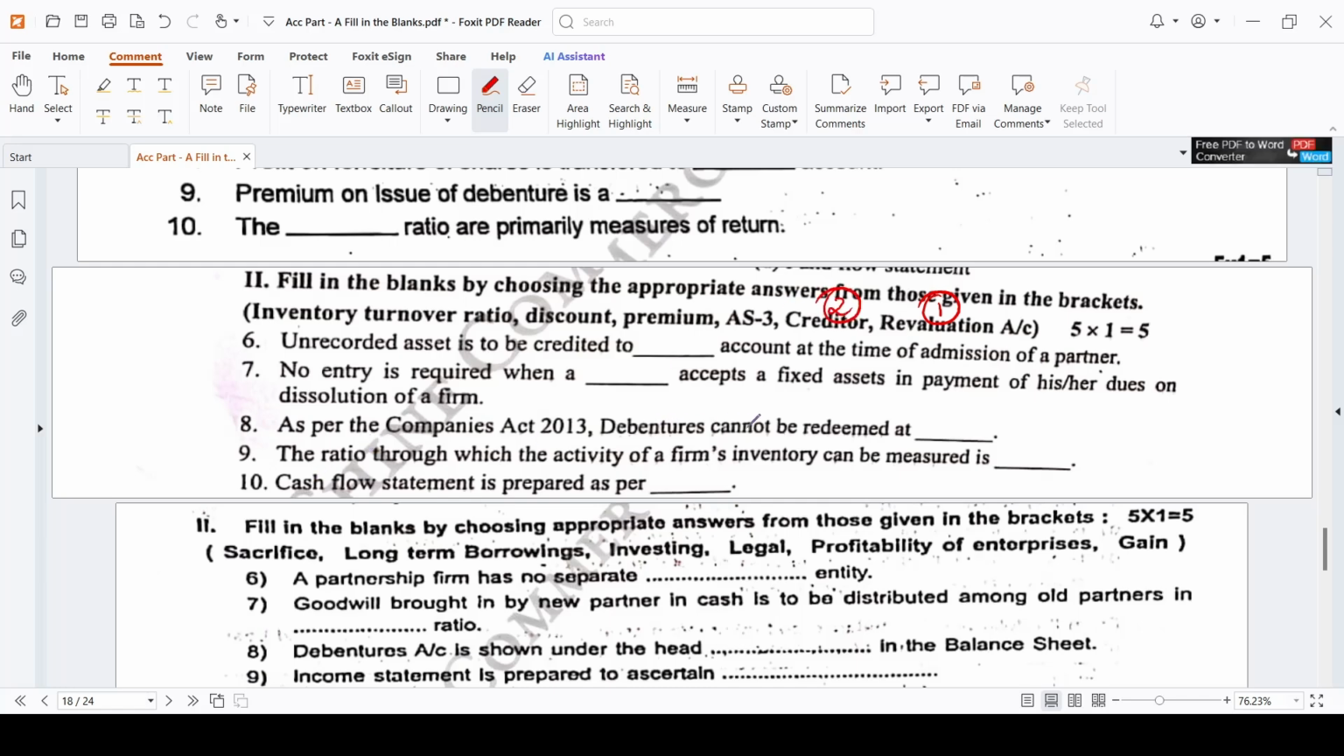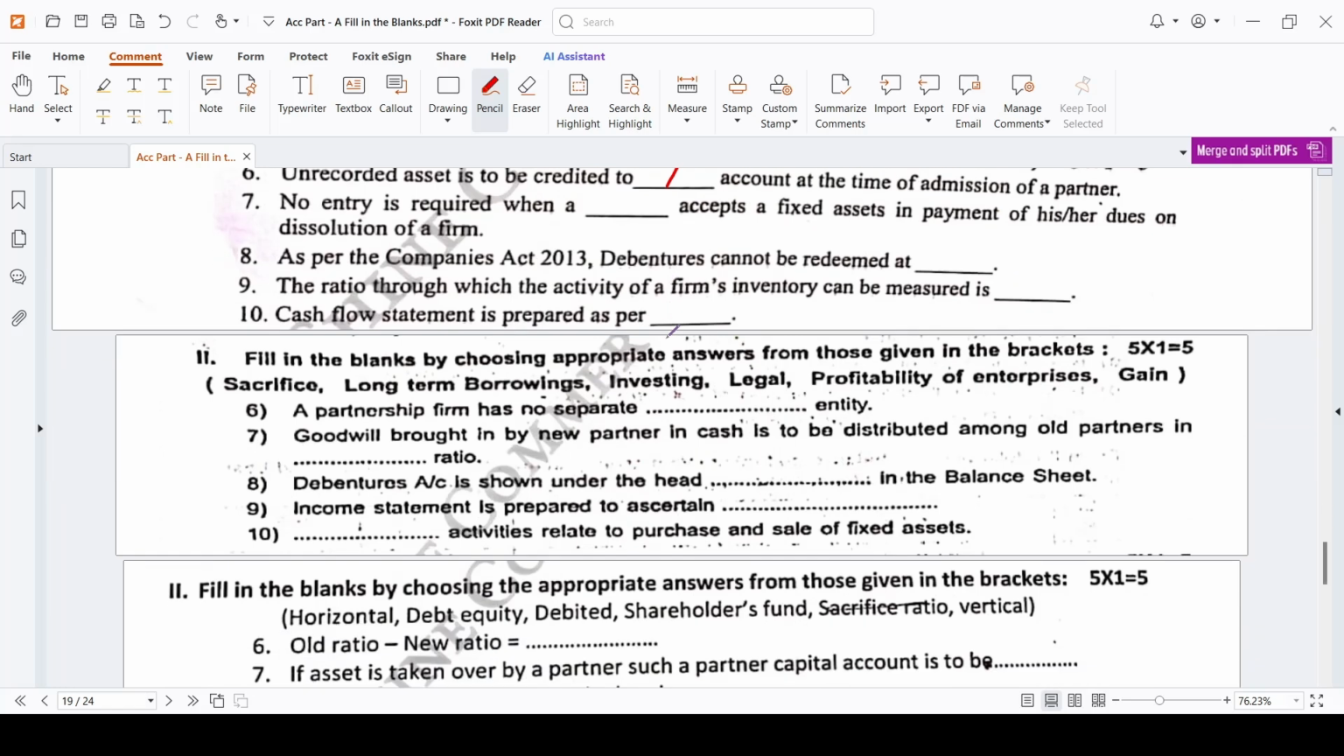As per the Companies Act, debentures cannot be redeemed at discount. The ratio through which the activity of the firm's inventory can be measured is the inventory turnover ratio. Cash flow statement is prepared as per AS 3.